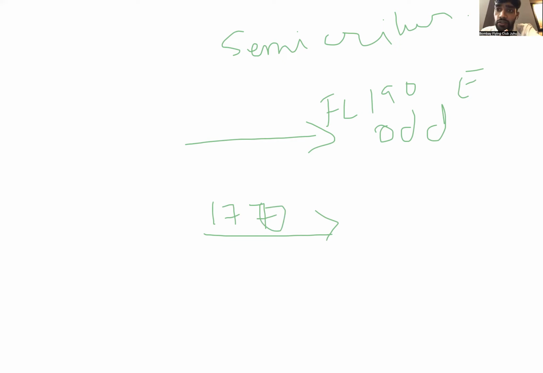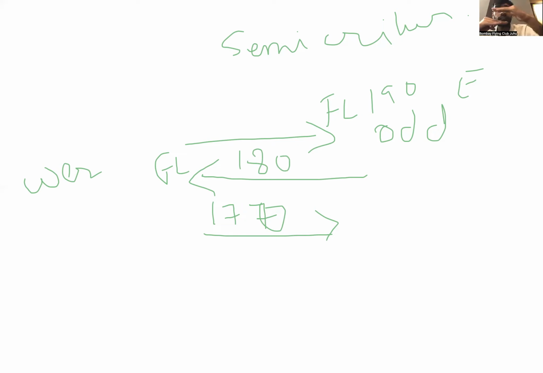The other aircraft, which would be on the even track, that would be the westerly track traffic, would be flying at flight level what? इन दोनों के बीच में कौन सा even flight level आएगा? 180, है ना? So what did you get over here? That if we follow the semicircular rule, automatically the aircraft would be vertically separated.